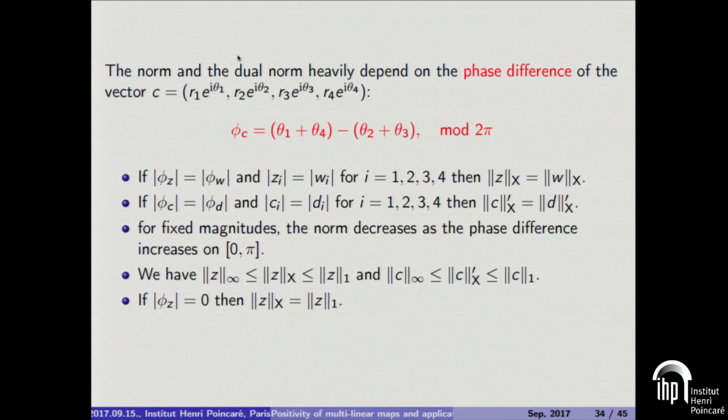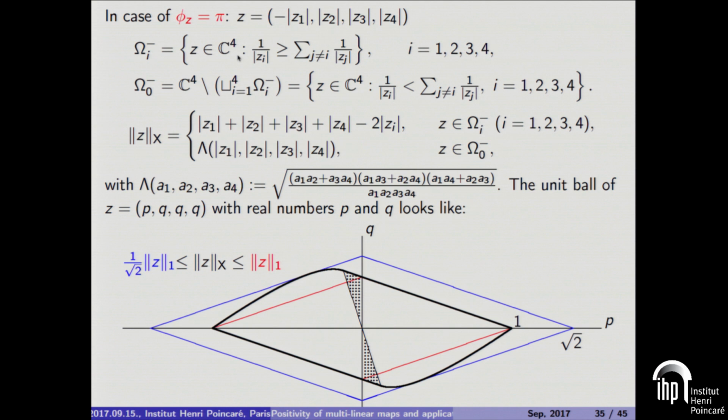I would like to show several examples of the norm and the dual norm in some special cases. For example, in the case where the phase difference is pi, say the g looks like this. Then we can compute the norm. We have to divide into five kinds of regions. Then we have the formula like this.